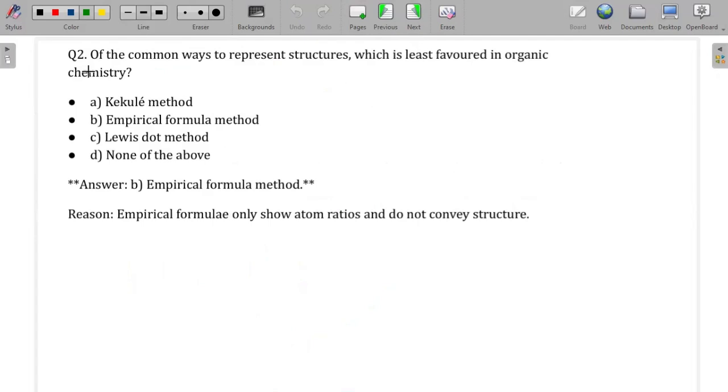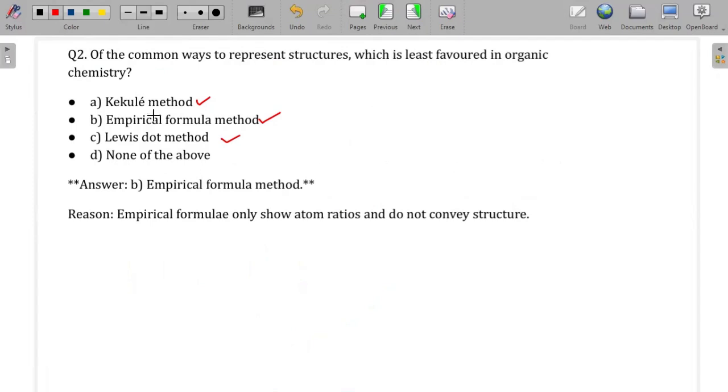Question 2, they're saying, of the common ways to represent structures, which one is least favored in organic chemistry? They have given us a number of methods here. There's the Kekule method, there's the empirical formula, there's the Lewis dot method, and then option D, none of the above. So which one of these is the least favored, or the one that is not preferred when it comes to organic chemistry?